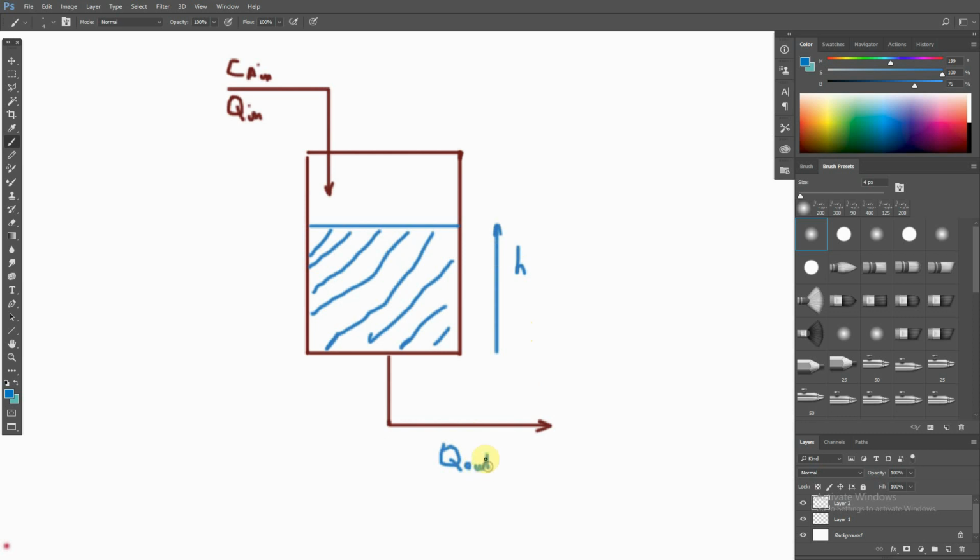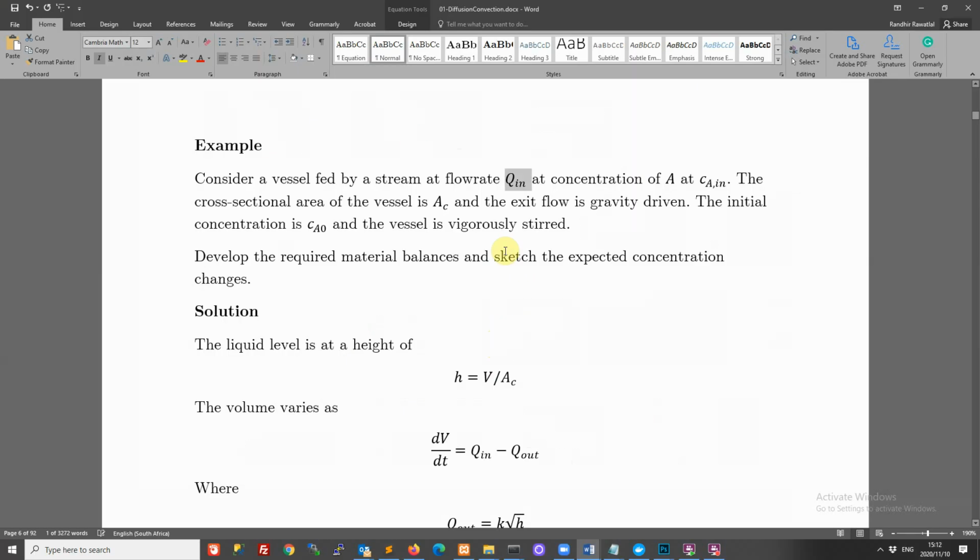So if Q out is gravity driven, you'll appreciate from your fluid mechanics course that your volumetric flow rate is going to be proportional to the square root of the height. And you can just check your Bernoulli's equations or anything like that to understand that. Right, so your volumetric exit flow rate is proportional to the square root of the height of the liquid in the vessel. And we are asked to develop the material balances and to get the concentration as it's varying.